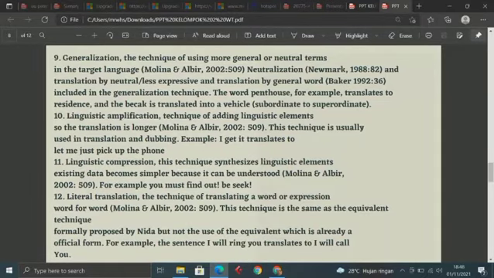Number nine, generalization, the technique of using more general or neutral terms in the target language, Molina and Albir, 2002, 509.